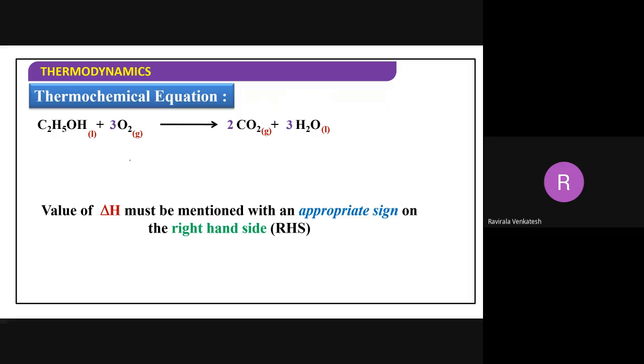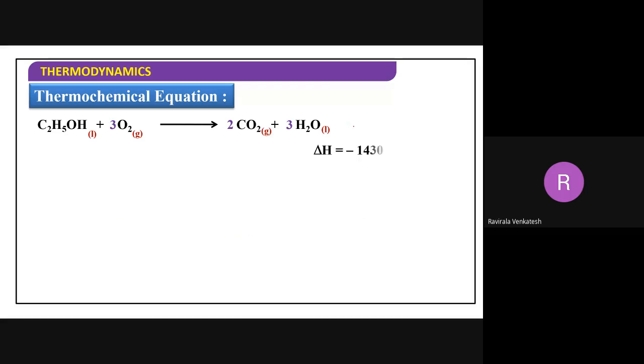Next, third step I am saying, the value of delta H must be mentioned with appropriate sign on the right hand side. Here only I have to mention that delta H. Now remember, beta, already you know that one. If delta H is negative, exothermic process. If delta H is positive, endothermic process. Here important thing what I am saying here.